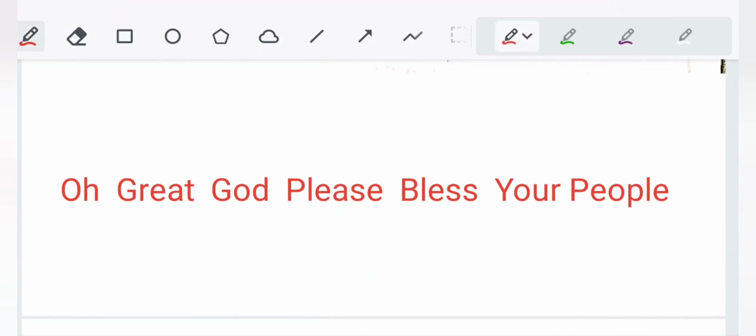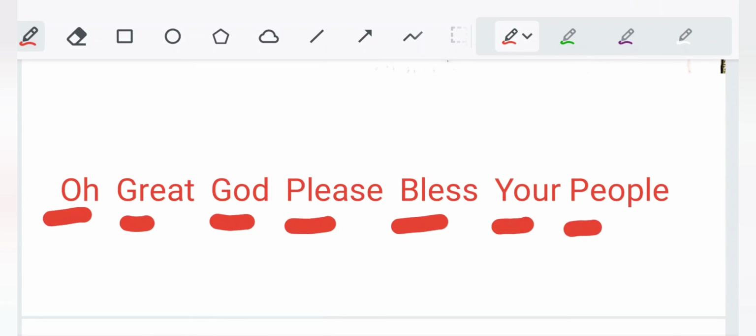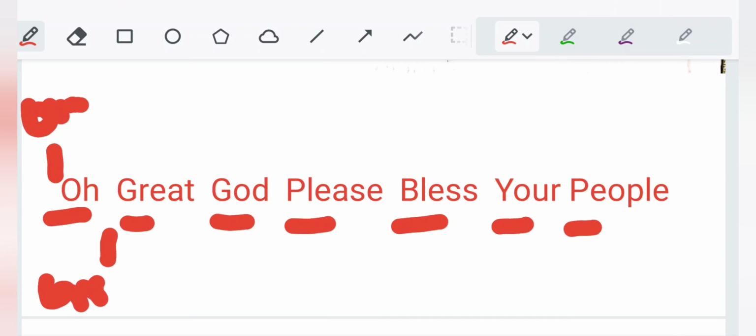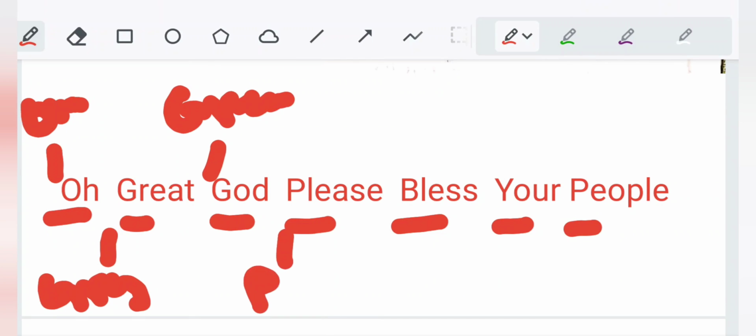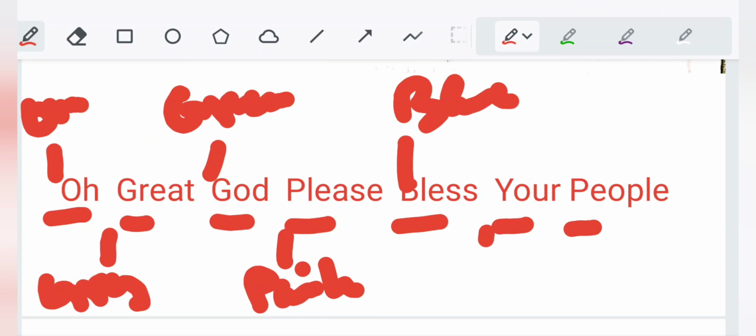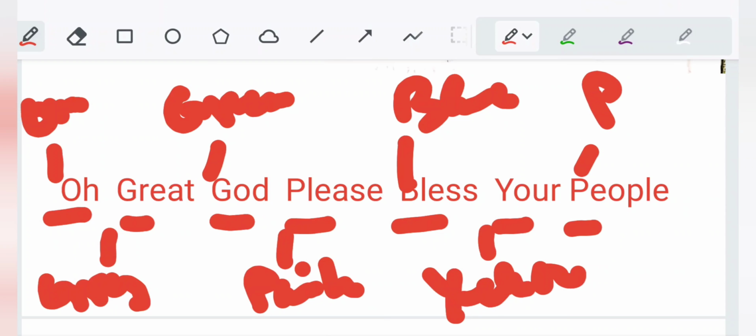Mnemonic is, O great God, please bless your people. So O is for orange, then G is for gray, then green, then P is for pink, then bless is for blue, then your is for yellow, and people is for purple. So let's see once again.